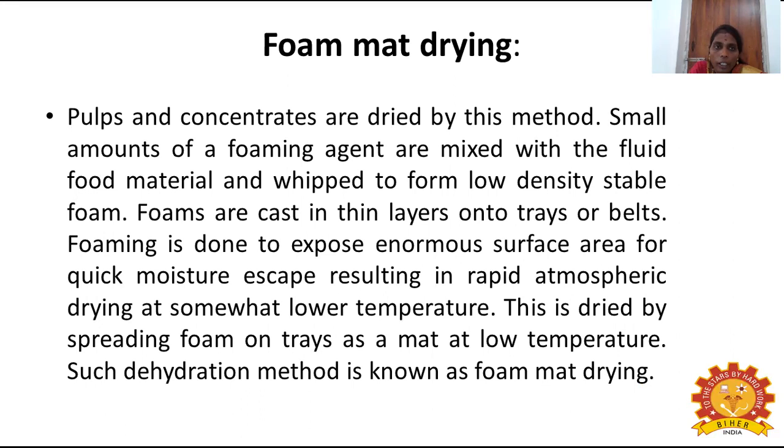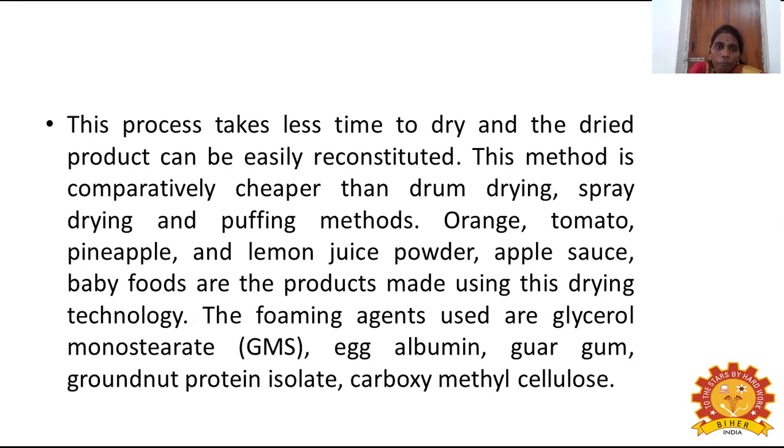Then foam mat drying. Pulps and concentrates are dried by this method. Small amounts of foaming agents are mixed with the fluid food materials and whipped to form low density stable foam. The foams are cast in thin layers onto a tray or belt. The foaming is done to expose enormous surface area for quick moisture escape, resulting in rapid atmospheric drying at somewhat lower temperature. This is dried by spreading foam on trays as a mat at low temperature. Such a dehydration method is known as foam mat drying.